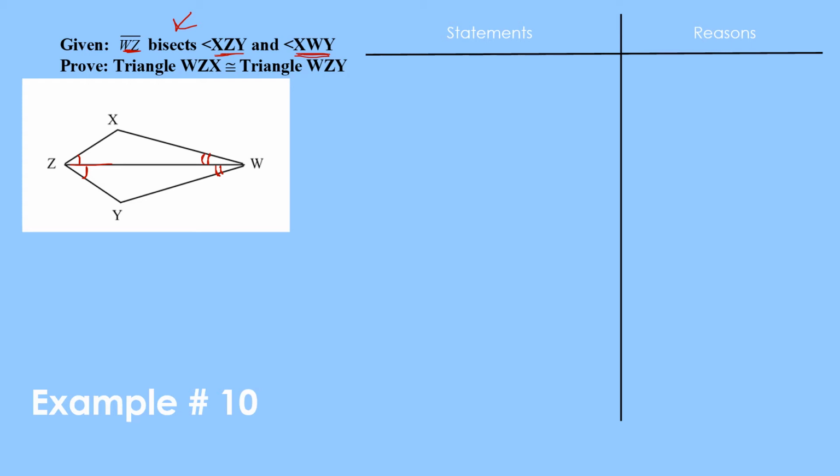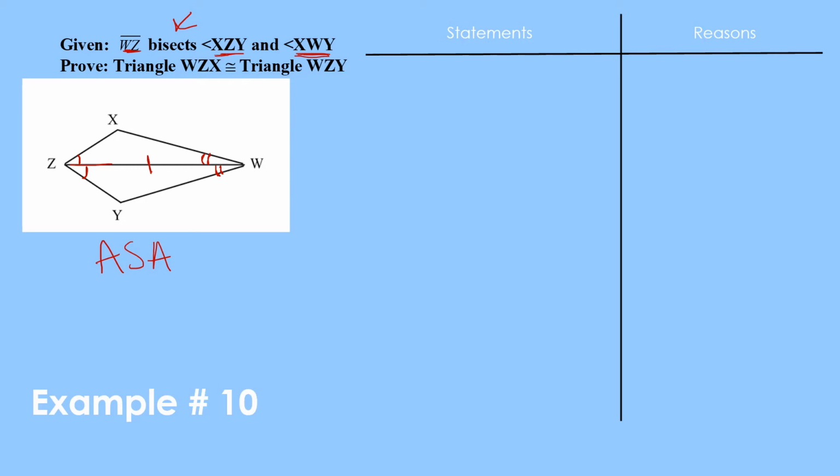I have two angles, but is there any other information I can deduce or infer from this picture? Actually, I know that ZW is congruent to ZW because that line is shared by both triangles. So when I throw in that third marking, it looks like these two triangles are going to be congruent using the ASA congruence postulate. So now I can get into proving what I am asked to prove.